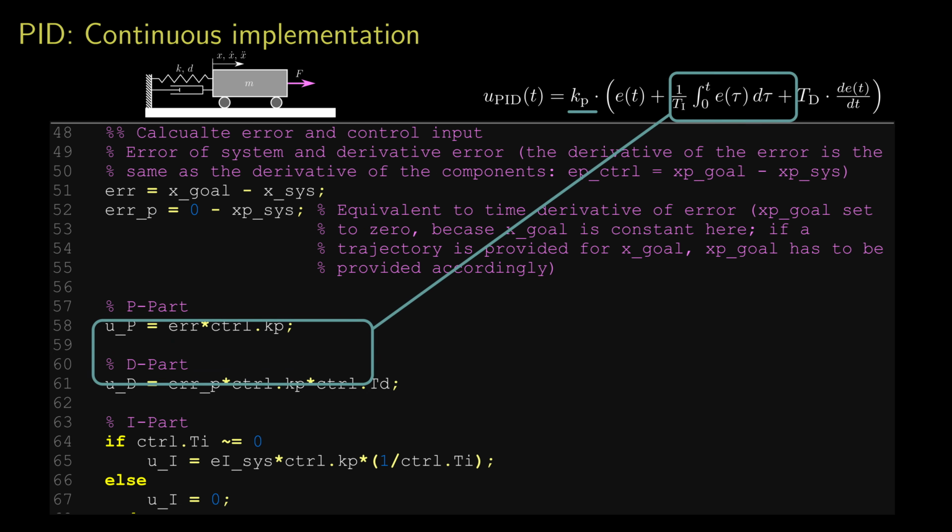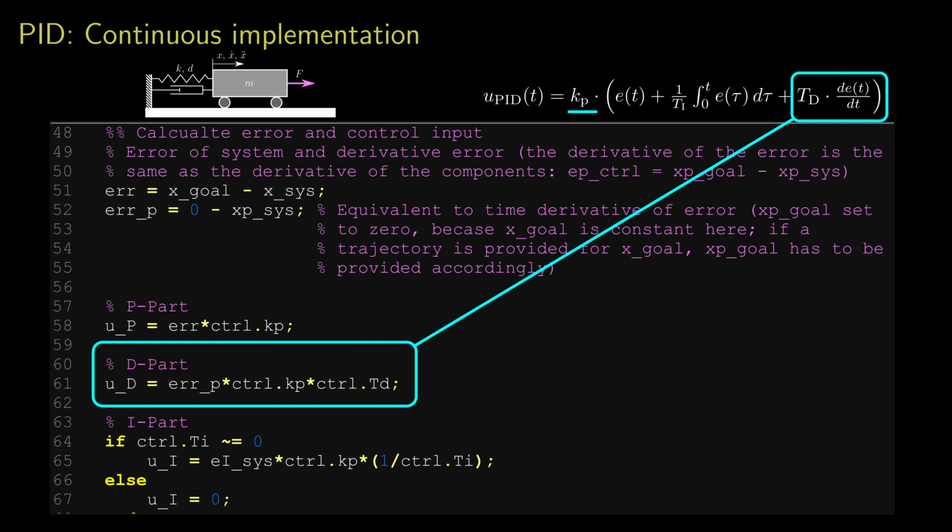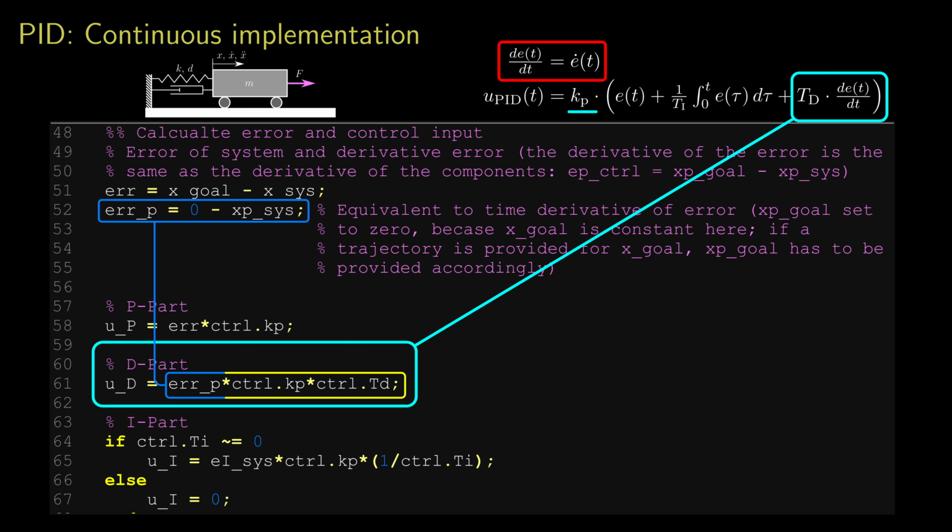Then for the derivative part next. Nominally, the controller input for the derivative part is the time derivative of the error multiplied by Kp and Td, as you can see here. We want to control the position, but we have the velocity available as a state. Since the time derivative of the error is equivalent to the time derivative of the goal point minus the time derivative of the measurement, we can use that directly to calculate the time derivative of the error, as you can see here. And we use that to further calculate the derivative part of the controller action.